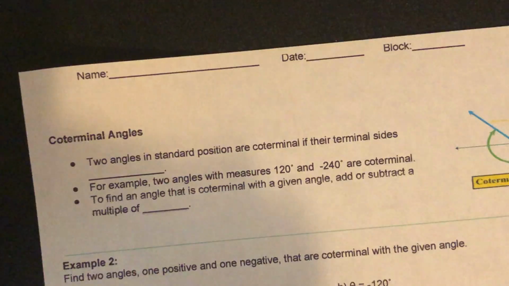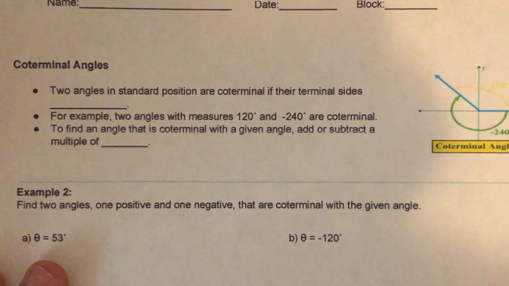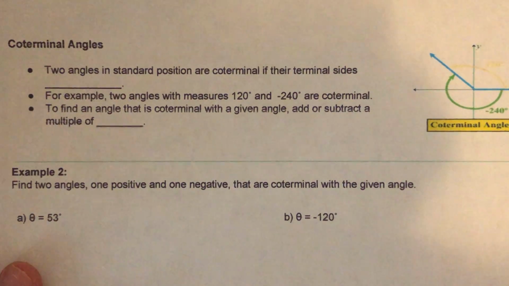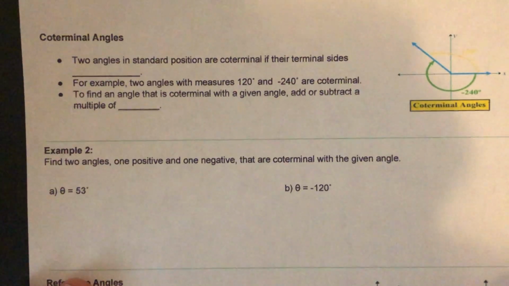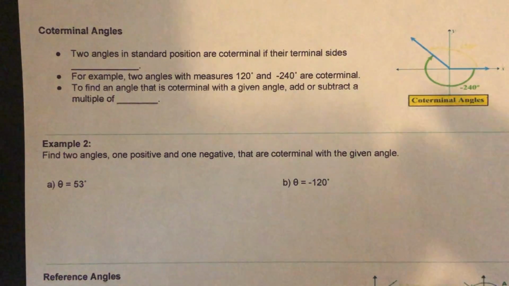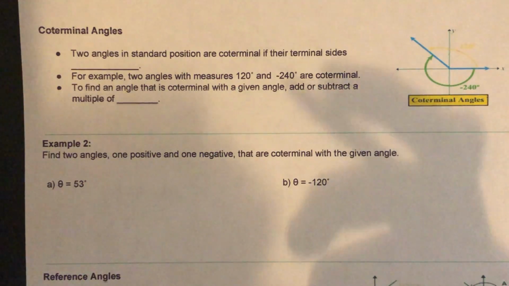All right. So that's how we draw or sketch our angles. The next thing I want to talk about are coterminal angles. So you can probably make a guess about what those mean based on the name. Coterminal are two angles that have the same terminal side.